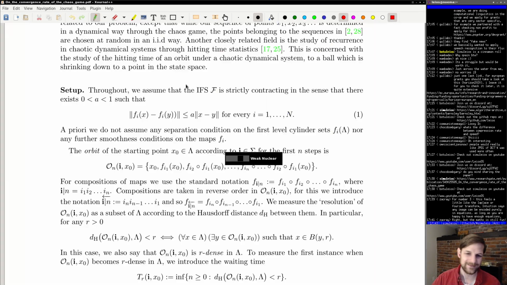So let's take a look at the paper. Okay. Oh, geez. So now the question is, what do we actually have to learn from this paper? Like, what are we trying to figure out?